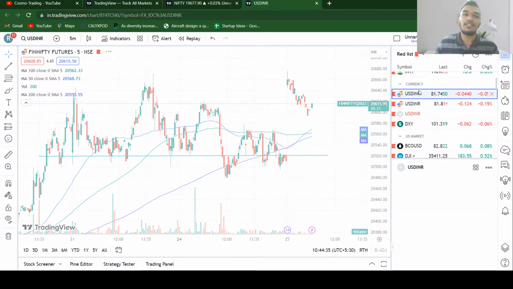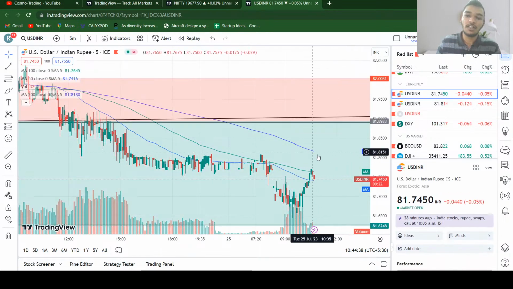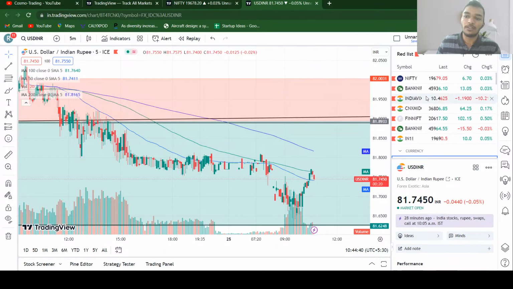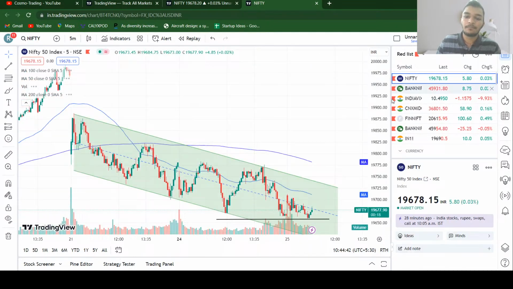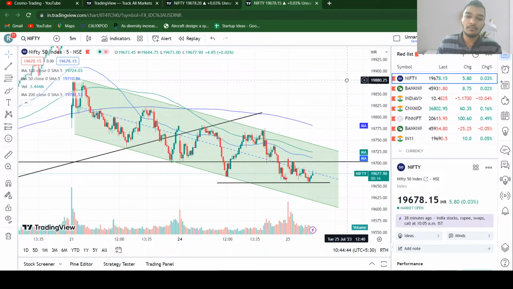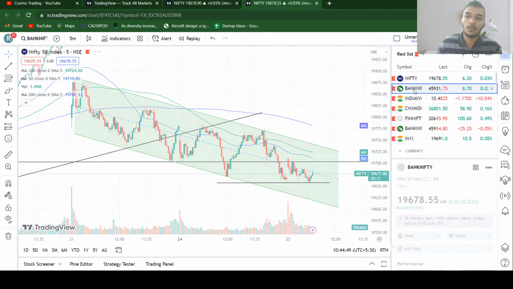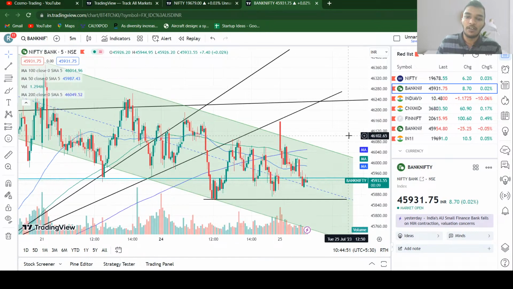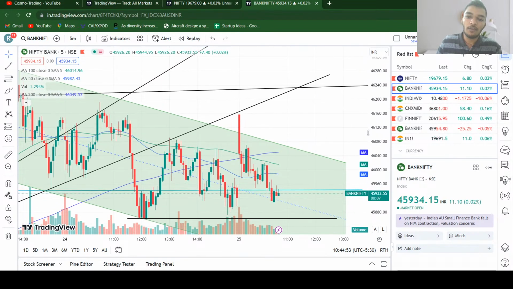So let's look at the USD INR. USD INR momentum is again coming on the downside. Bank Nifty is still below the 45,940 area.